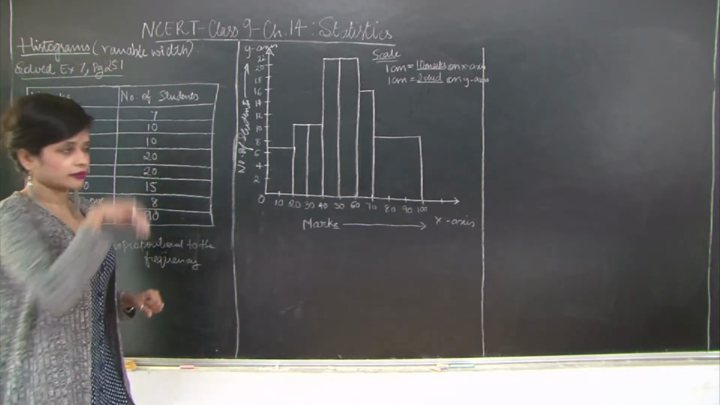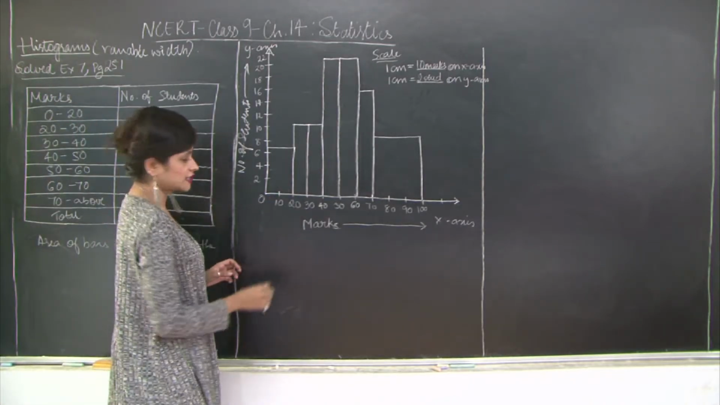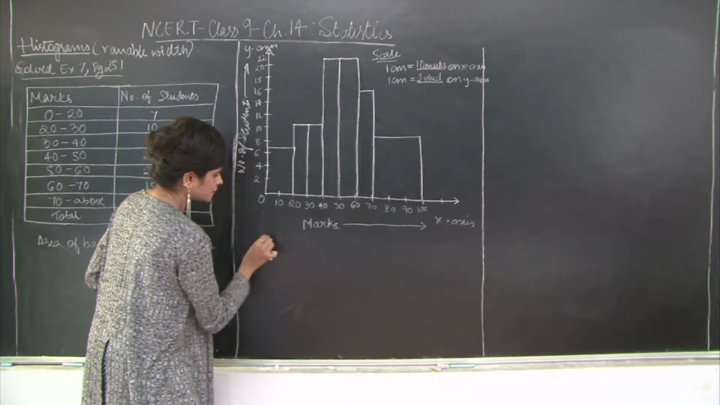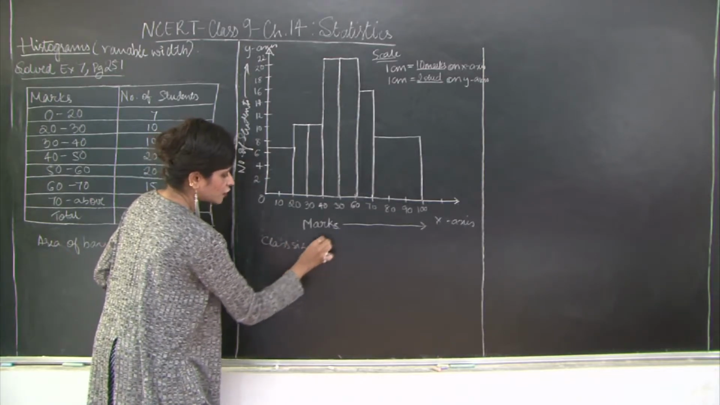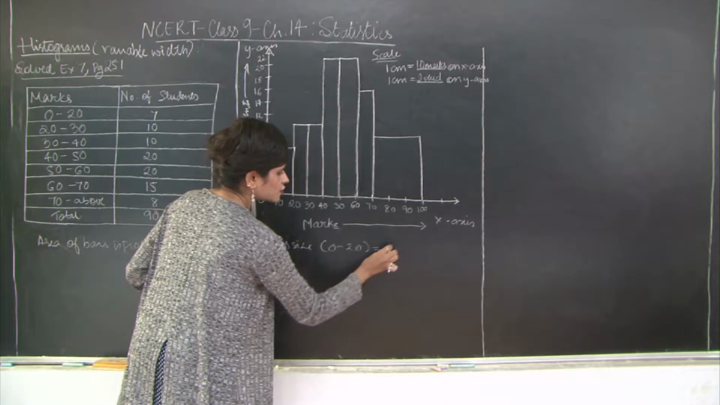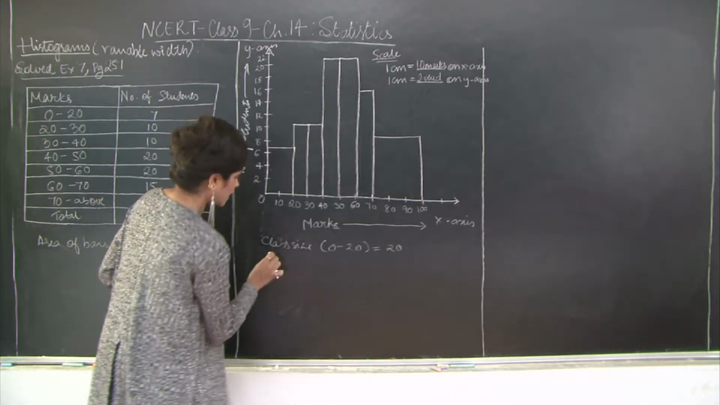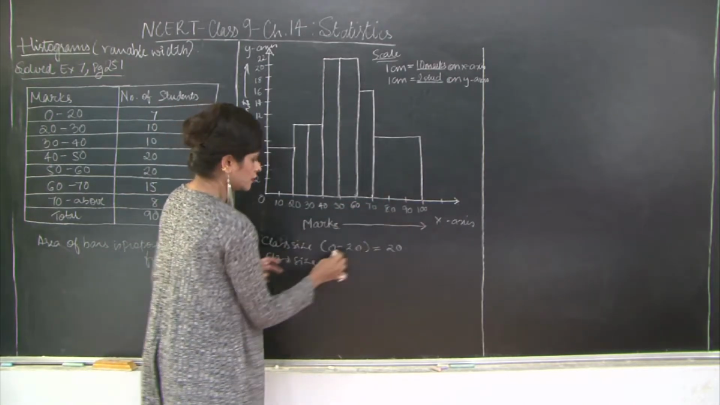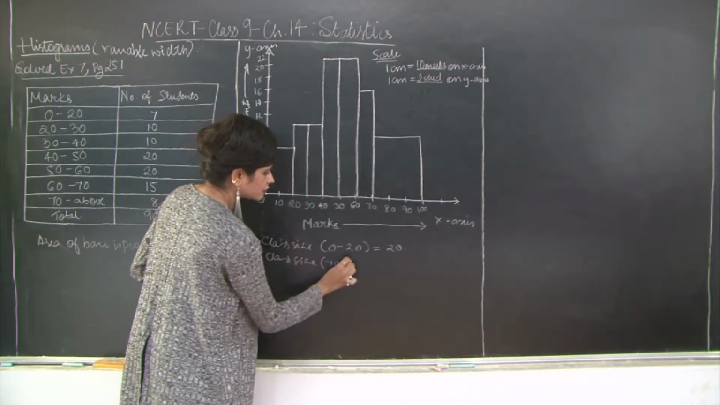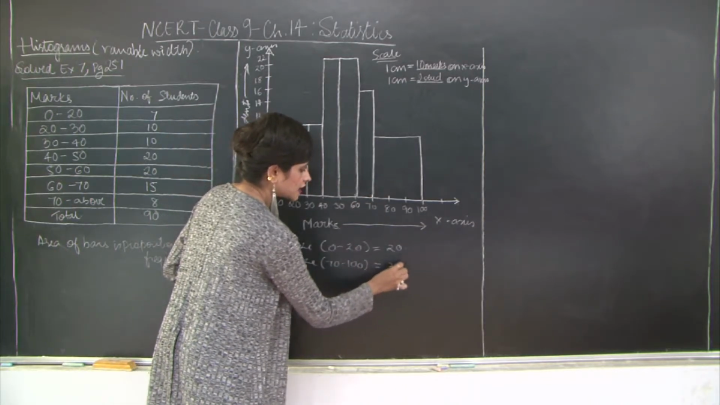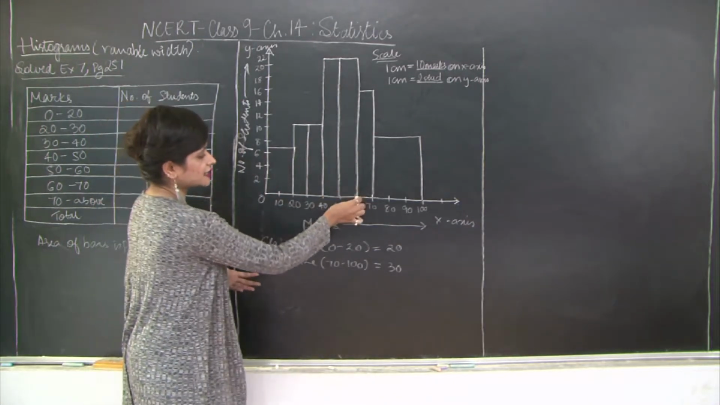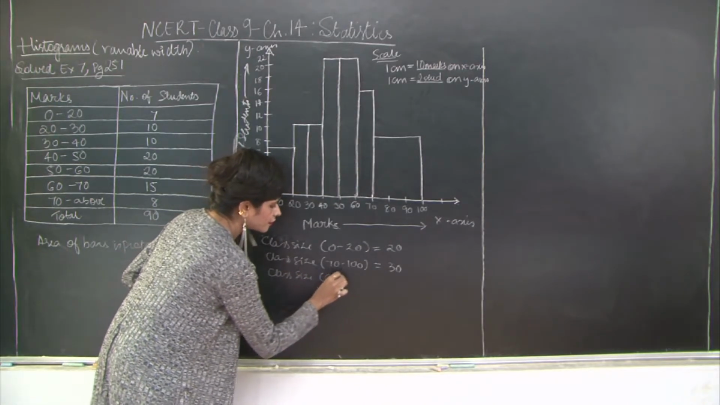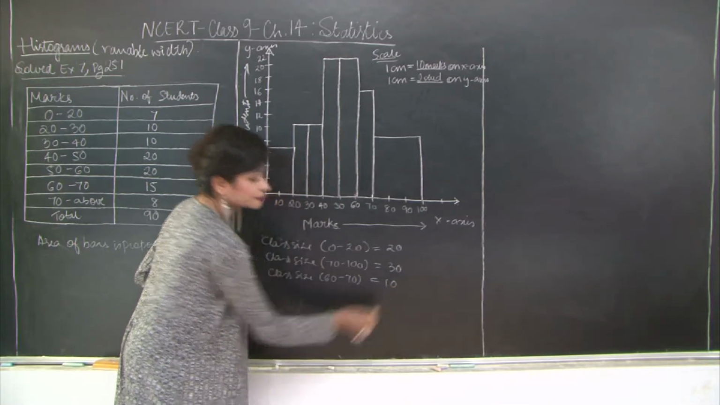Now let's check one thing. Here the class interval was 20. So the class size for 0 to 20 is 20. And class size, I'm just taking the variable ones. Here you have for 70 to 100, the class size is 30. And what about the class size out here, 60 to 70? The class size is 10.